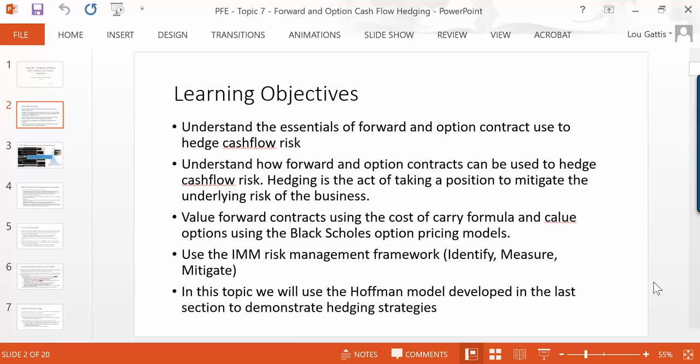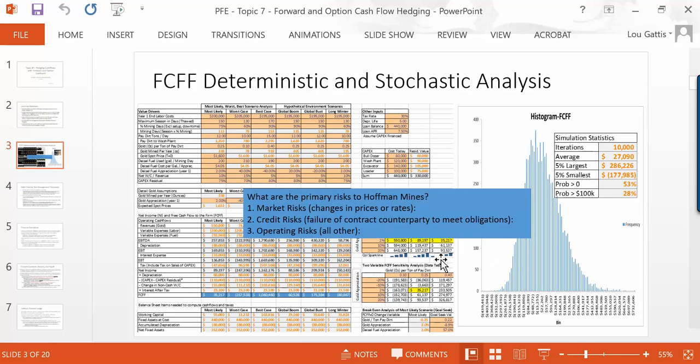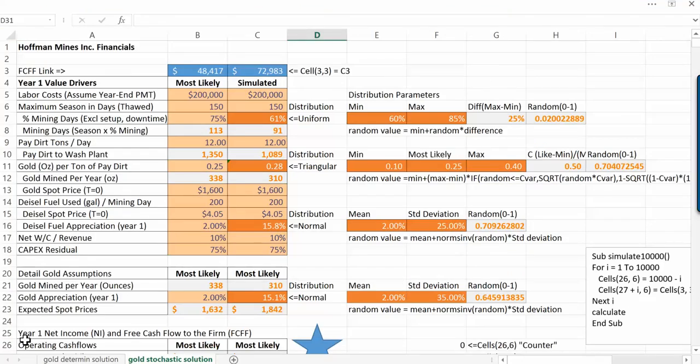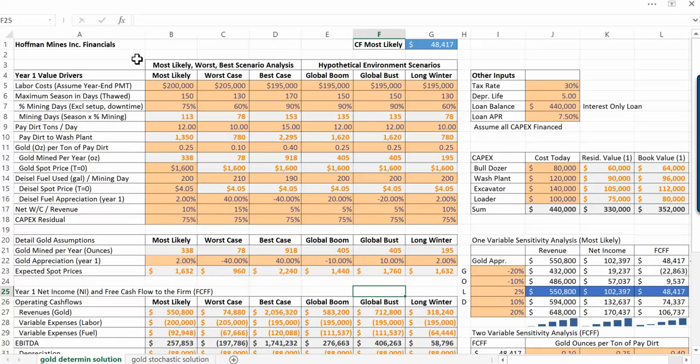In this topic, we're going to continue using the Hoffman gold mine from topic 6. So let's look at this model we built in topic 6. In this model, we had a base case of most likely gold mine free cash flows, which included labor costs, the length of the season, how much pay dirt per ounce, how many days they mine, the price of gold, the appreciation of gold, working capital, CapEx, and so on.